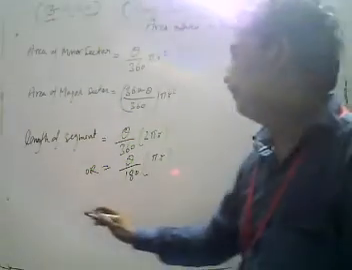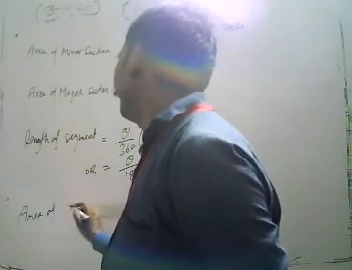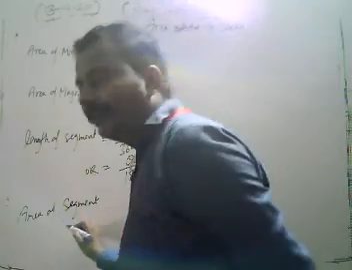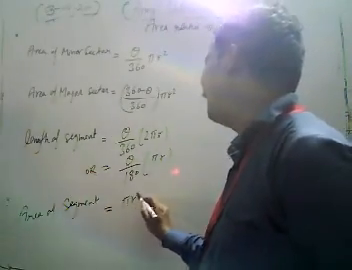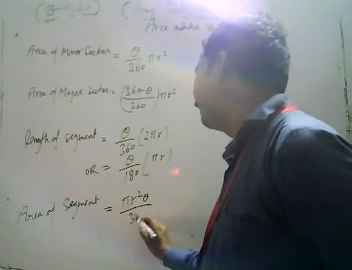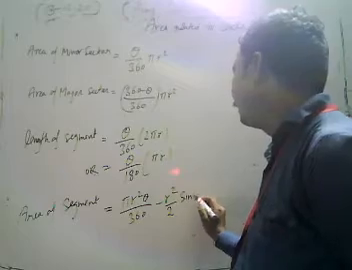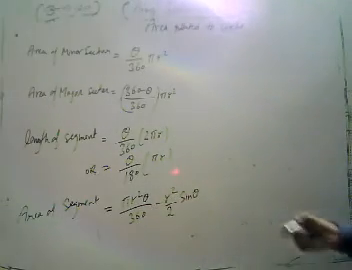Then lastly we have found out the area of segment. It means area of minor segment. How do we get the area of minor segment? It's pi r square theta upon 360 minus r square by 2 sin theta. Theta is again our sector angle and r is the radius of the circle.